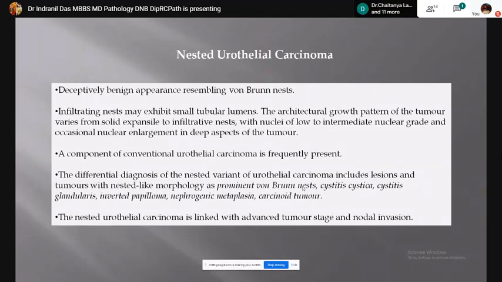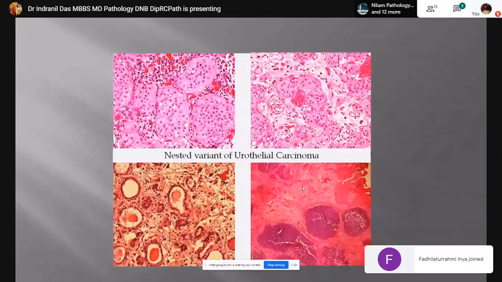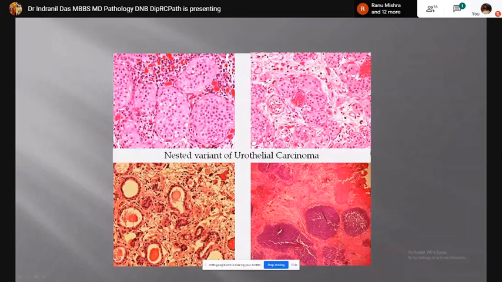The differential diagnoses are prominent Von Brunn nest, cystitis cystica, cystitis glandularis, inverted papilloma, nephrogenic metaplasia, and carcinoid tumor. This nested urothelial carcinoma is linked with advanced tumor stage and nodal invasion. This is the nested variant of urothelial carcinoma, with cyst-like spaces.